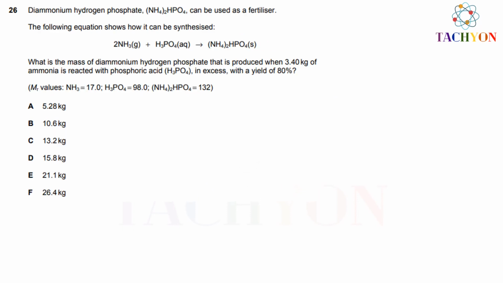26th question, diammonium hydrogen phosphate is used as a fertilizer. The synthesis equation is given: 2NH3 gas plus H3PO4 aqueous gives (NH4)2HPO4 solid. They are asking the question, what is the mass of diammonium hydrogen phosphate that is produced when 3.4 kilograms of ammonia is reacted with phosphoric acid H3PO4 in excess? Understand the yield is not 100%, it is 80%, that is important.